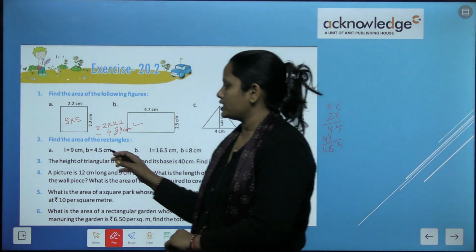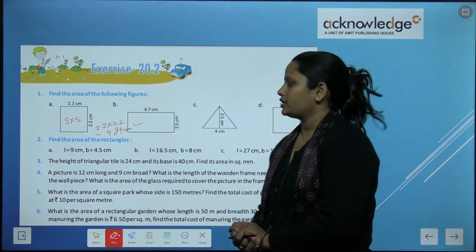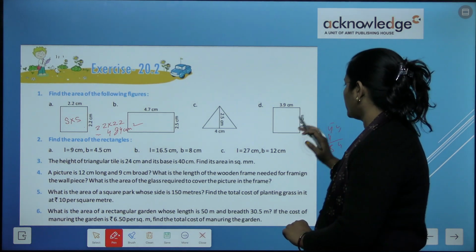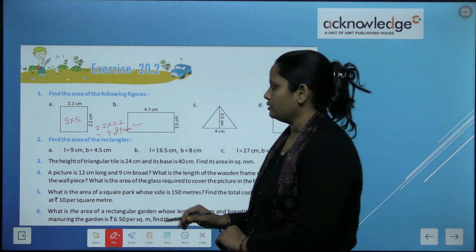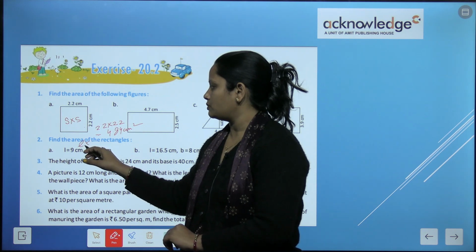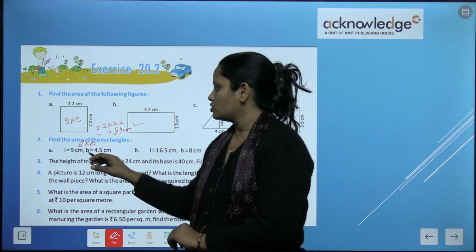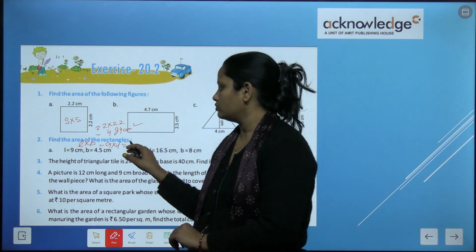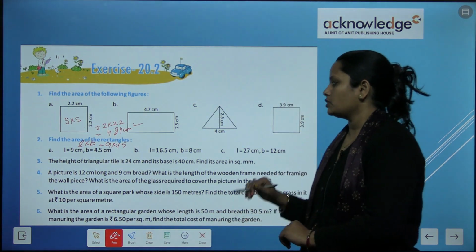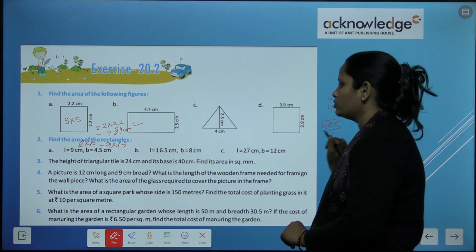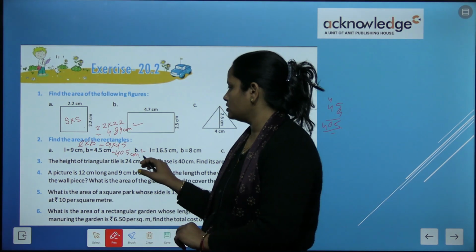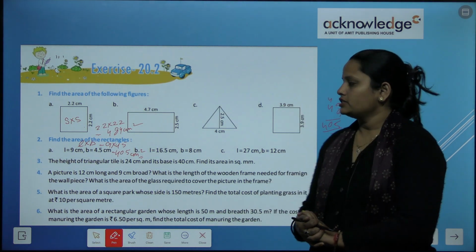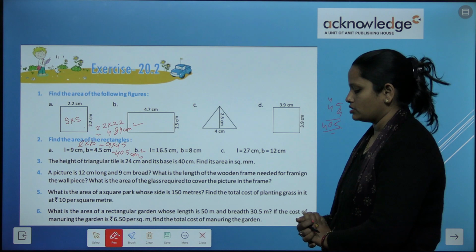Now question number 2 says find the area of the rectangle. एक rectangle है, उसका area we have to find out. So here the area of rectangle is length multiply breadth. So length is 9 multiply 4.5. So now let's multiply this. So here 405 centimeter square. So this is the answer children. Similarly you have to do the rest questions.